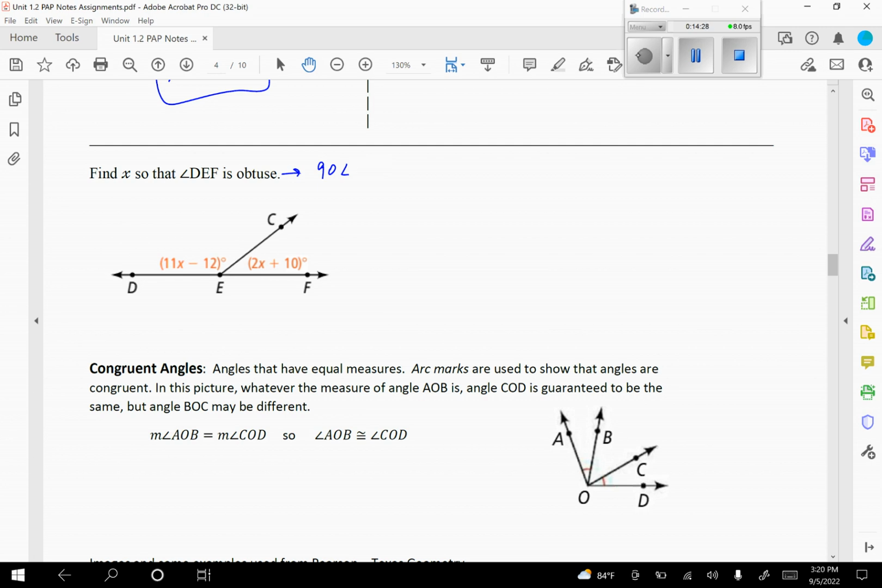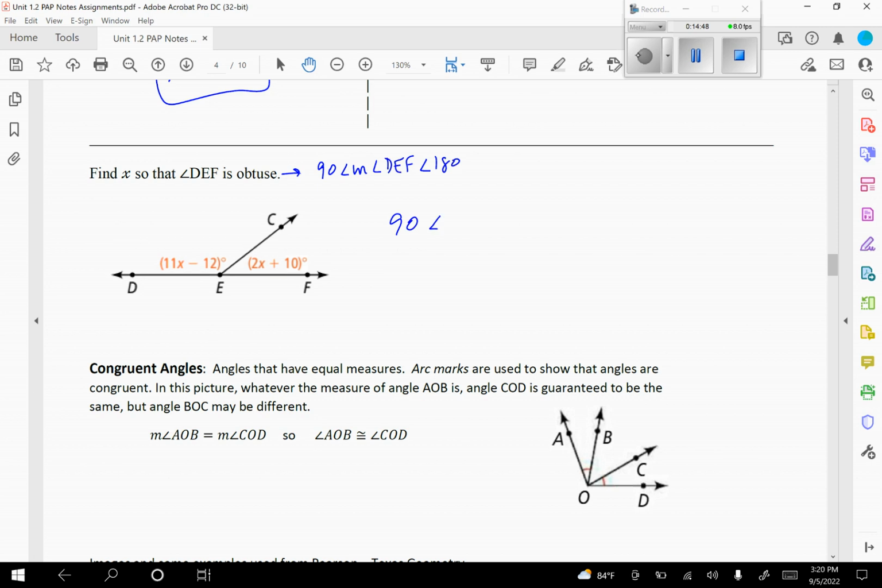The measure of angle DEF needs to be greater than 90, but less than 180. So how are we going to get the measure of angle DEF? Well, it's the 11x minus 12, so DEC, plus this 2x plus 10, CEF. So we're going to write our inequality.